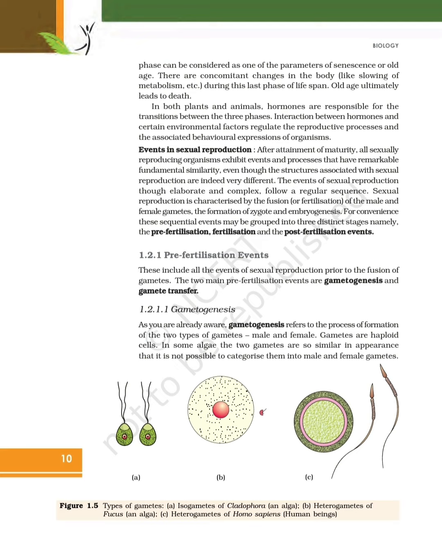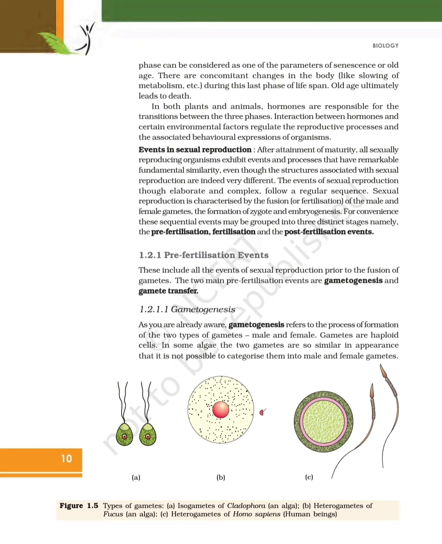For convenience, these sequential events may be grouped into three distinct stages, namely the pre-fertilization, fertilization, and post-fertilization events. Pre-fertilization events first. These include all the events of sexual reproduction prior to the fusion of gametes. The two main pre-fertilization events are gametogenesis and gamete transfer.